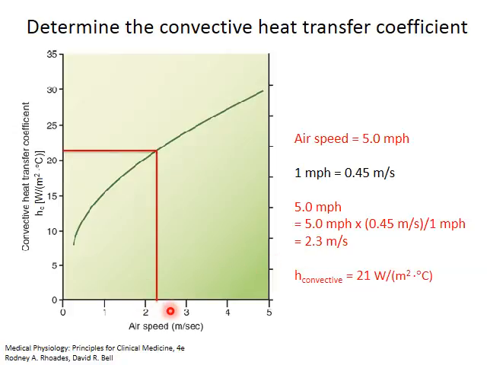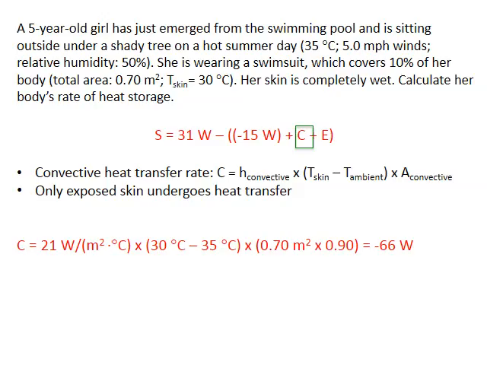We can then use this value and this graph to determine the convective heat transfer coefficient for that airspeed, which is about 21 watts per meter squared per degree Celsius. We can then plug that value in along with the temperature of the skin, the temperature of the ambient environment, the girl's body surface area, and the percentage that is exposed, 90%. And then we can solve for C. And when we do that, we get a negative 66 watts for C.